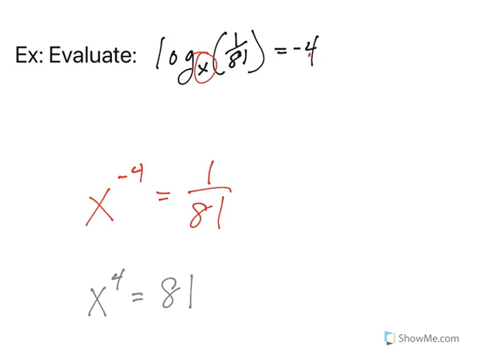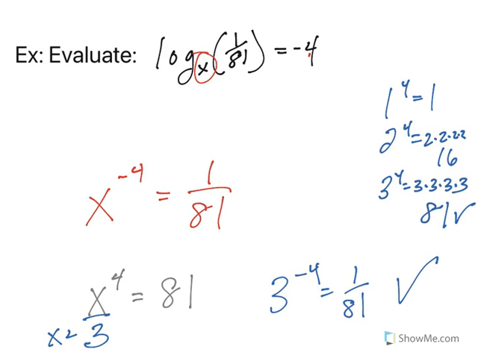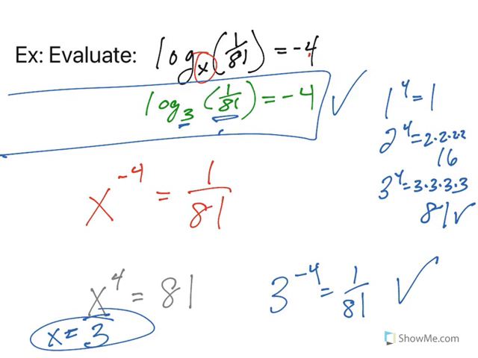Well, I know it's not 1 because 1 to the 4th is 1. 2 to the 4th is 2 times 2 times 2 times 2. That's 16. 3 to the 4th is 3 times 3 times 3 times 3. That's 81. So that means my x is 3. So 3 to the -4th is 1 over 81. Yes. Okay, so let's go up here and check it out. That means the log of 1 over 81 base 3 equals -4. Base is positive, argument is positive, so yes, my answer is x equals 3. And that's it.